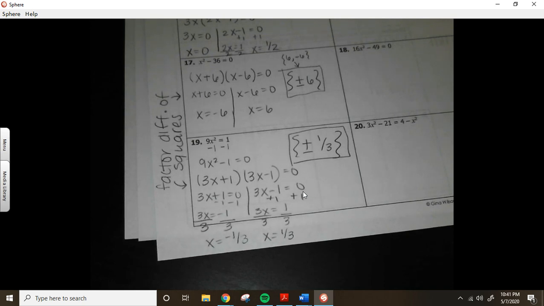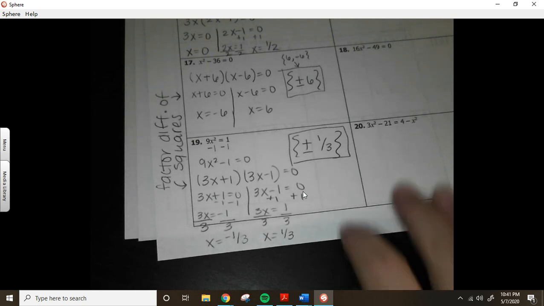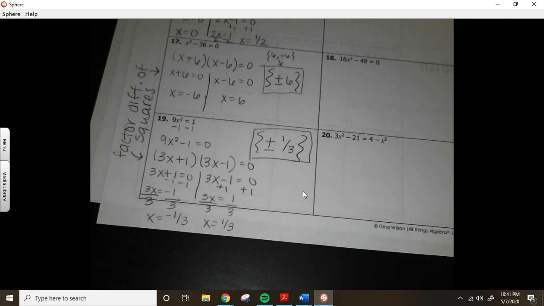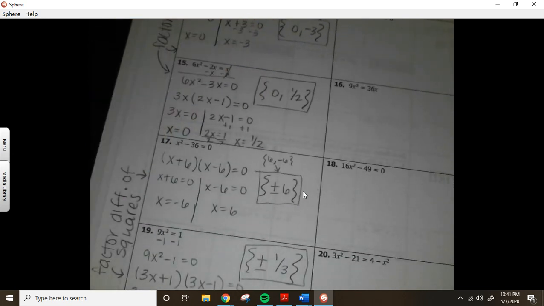So we saw trinomials here, we saw GCFs, we saw difference of squares. Hopefully you guys can see what the deal is with that. Make sure they're equal to 0. These numbers, these values give you your x-intercepts.